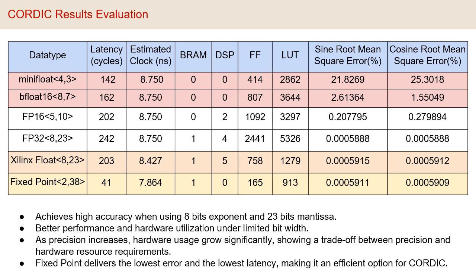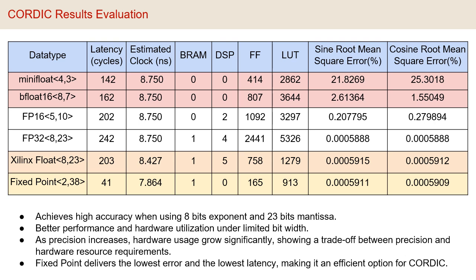Here are the results and evaluation of the CORDIC algorithm. The table shows the results of implementing CORDIC with different types. The analysis highlights 4 key points. First, all designs can achieve high accuracy with 8 bits for the exponent and 23 bits for the mantissa, making it suitable for precision-critical applications.